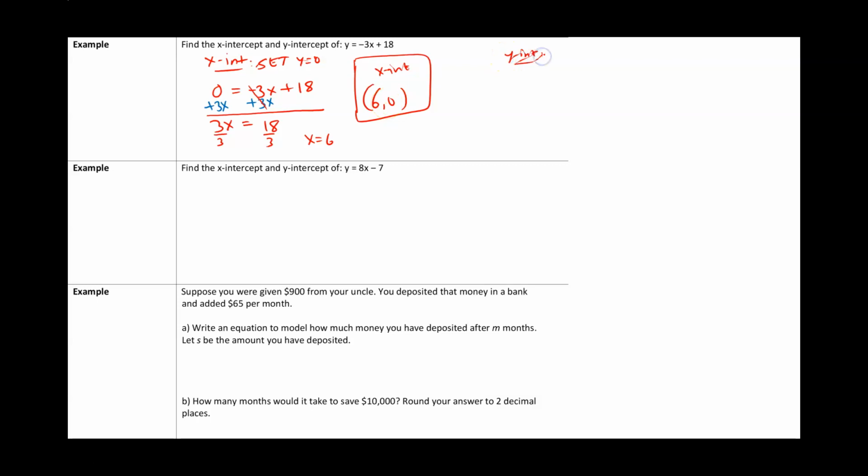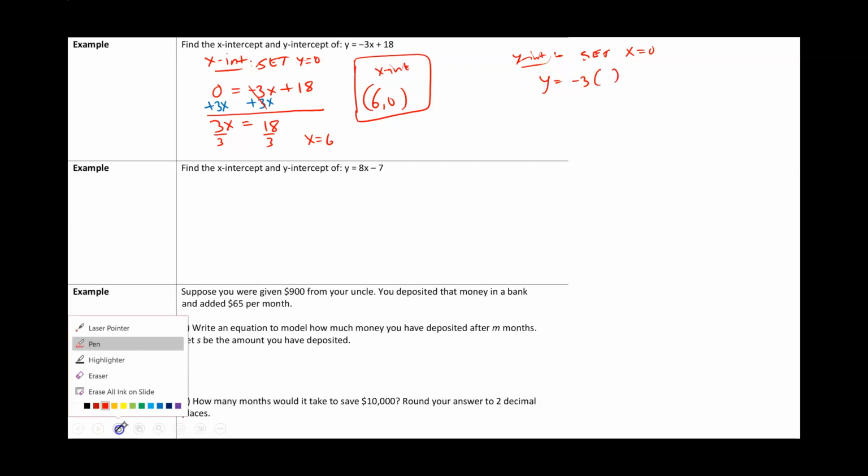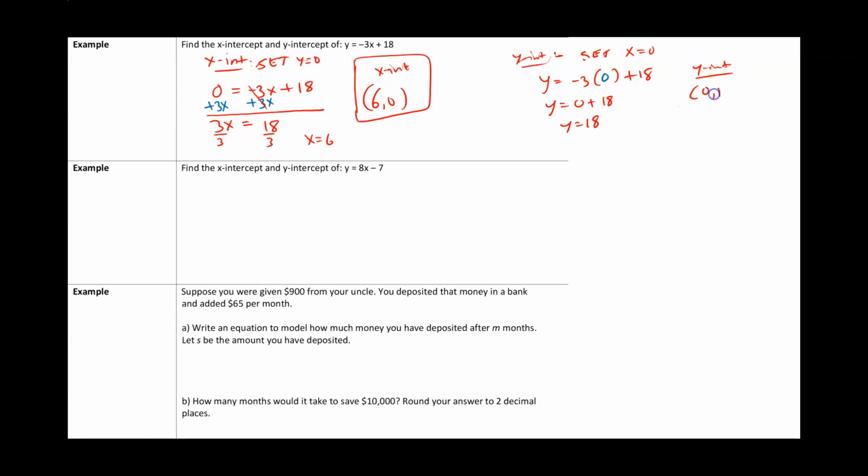Okay, now for the y-intercept, we're going to do the opposite, and we are going to set the x value equal to 0 and solve for y. So in my equation, y equals negative 3x plus 18, the x value is going to get replaced with a 0, because this is how we find the y-intercept, by setting the x equal to 0. So anything times 0 is 0, so we get 0 plus 18, which is 18. So my y-intercept is going to be the point (0, 18).